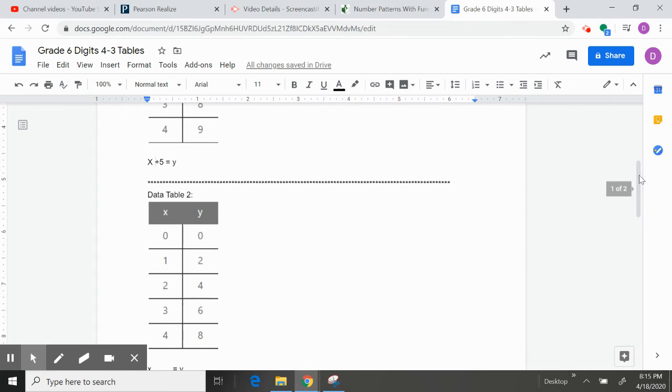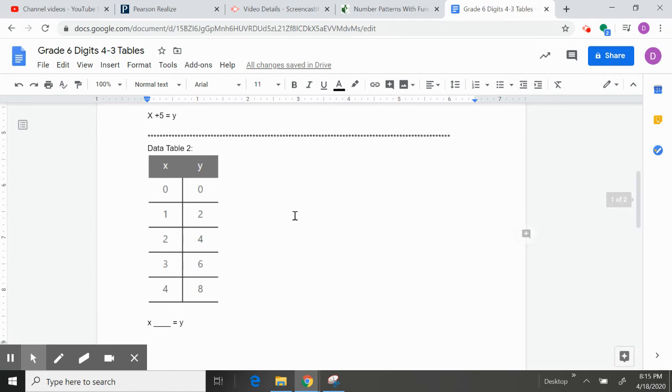Data table 2. All right, so here I go again. Here, the numbers are increasing. That increases 1 to 2, 2 to 4, 3 to 6, 4 to 8. So that means either add or multiply. So 0, if I do it plus, 0 plus what gives me 0? Well, 0 plus 0 equals 0. Okay, so maybe it is plus 0. I try that. 1 plus 0. Does that give me 2? No. So right away, I know it can't be a plus.